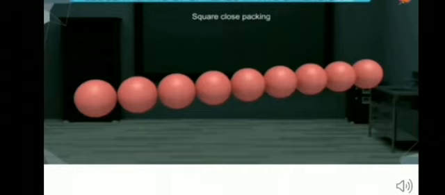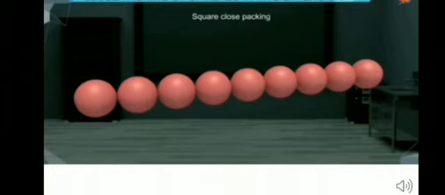In two-dimensional close packing, here two-dimensional crystal structure may be generated by placing one-dimension linear structure one over the other to form multiple rows. This stacking of rows can be done in two different ways: square close packing and hexagonal close packing.